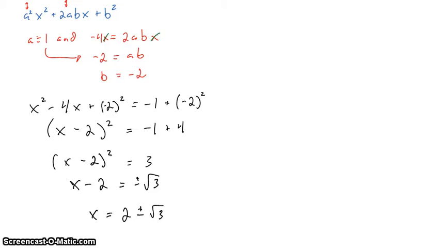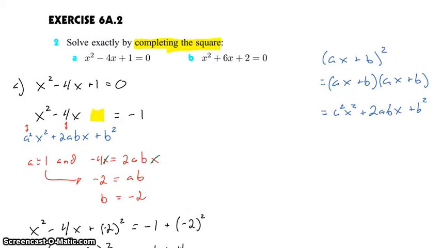We'll try part B now. We'll use the same tools. So we'll go to part B. x squared plus 6x plus 2 equals 0. And once again, we're not in perfect squares form. This could be a perfect square, x squared, but 2 is not. So what we're going to do is move the 2 over to the other side to make room for what should be here.